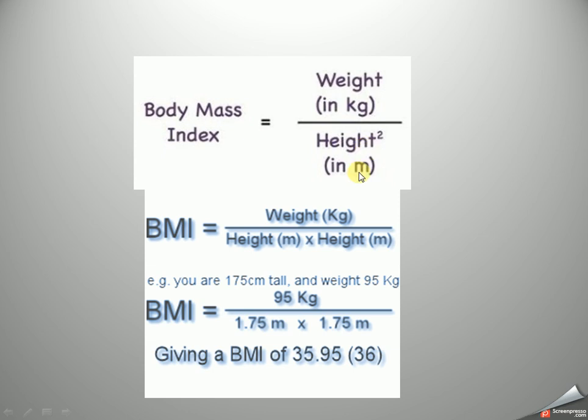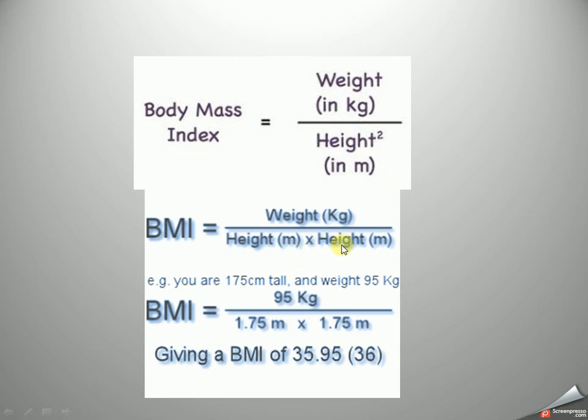Again, in meters, not centimeters, not feet and inches, in meters. Okay, if they give you the question in centimeters, convert it to meters. So if someone's 170 centimeters, divide that by 100, it'll give you 1.7 meters. Now, some people might be a bit confused about what square means. Okay, it's height squared. Basically, another way of writing this equation is your weight divided by your height times your height.